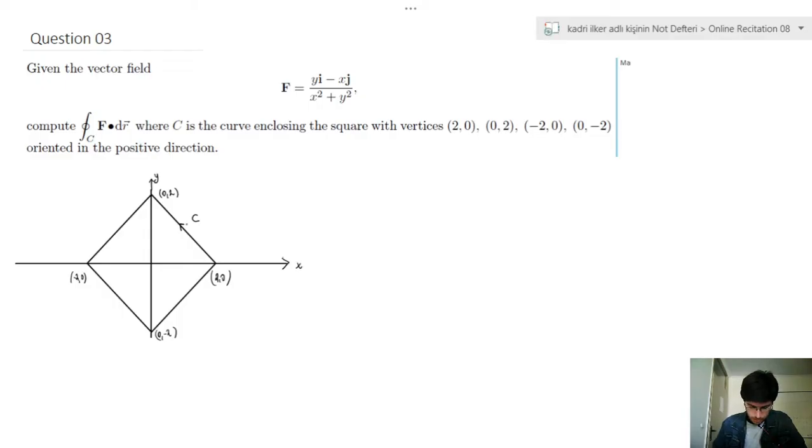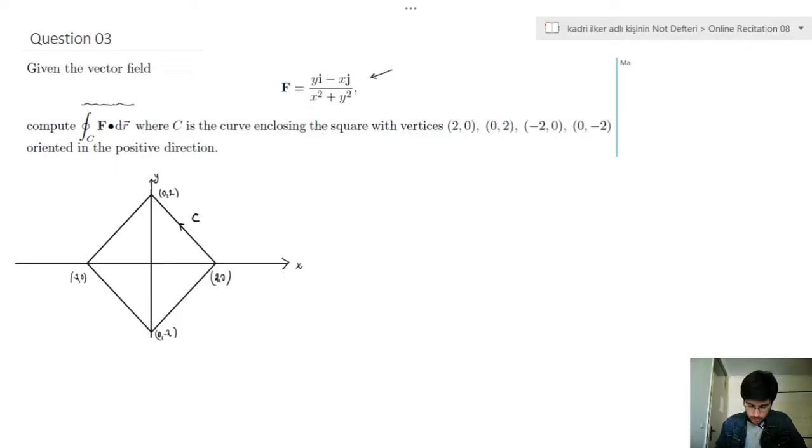So we have a curve like this. This is our curve C here, oriented in the positive direction, and it basically bounds a certain square, as you see. We are going to try to compute this line integral over here for this vector field.